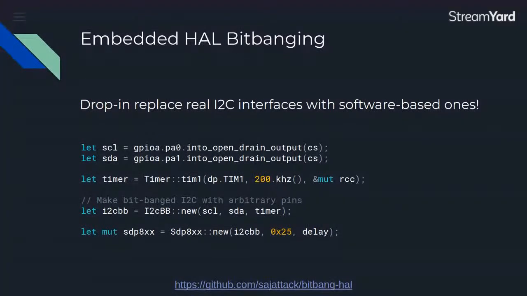And as for the code, it's very simple. Just make a few GPIOs, make a timer, configure the update rate of the timer, and then just construct the I2CBB struct, which is part of the bitbang hall implementation. And because this struct relies on the embedded hall GPIO trait, it also doesn't know that this is a hardware GPIO. It doesn't care. You can pass in whatever you want in there. And you can also pass whatever timer you want. So this is really, really flexible.